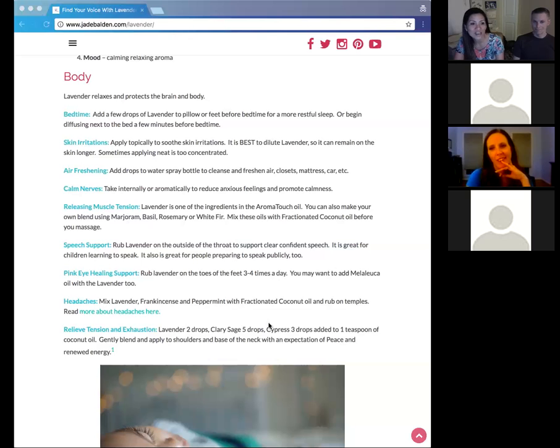All good? Alrighty. So you've heard this before, but we'll repeat it. Headaches. We want to support our body so that it's relaxed and help it heal. For headaches, just mix lavender, frankincense, and peppermint, and dilute it if you can. You can rub it on your temples and the back of your neck.